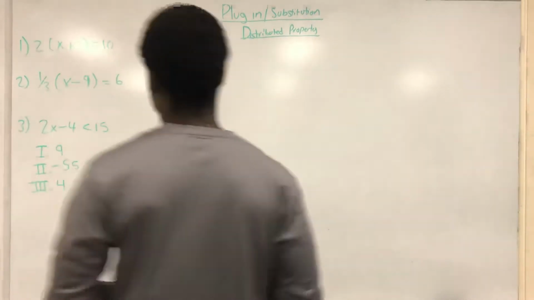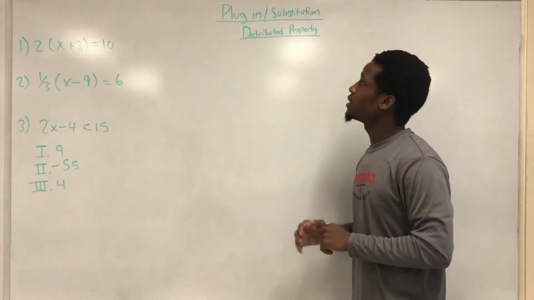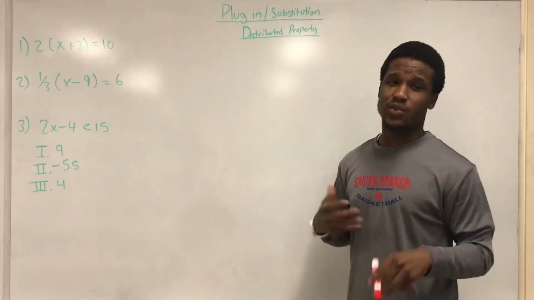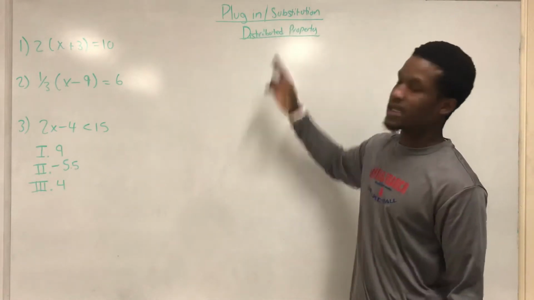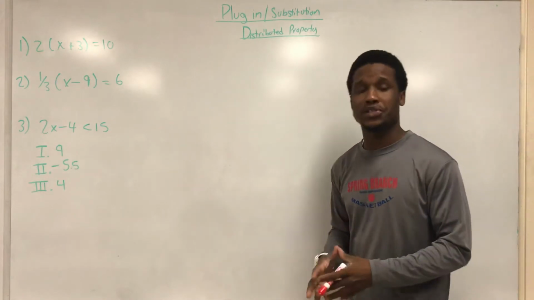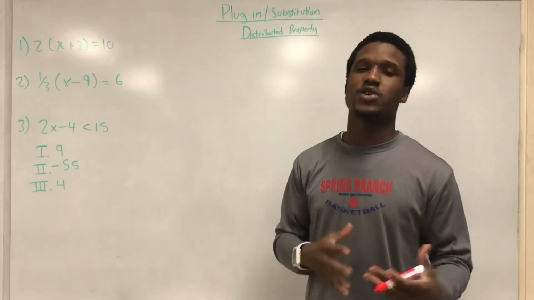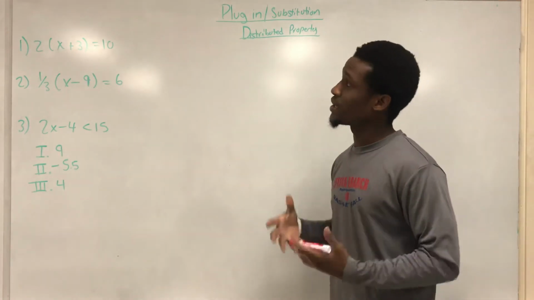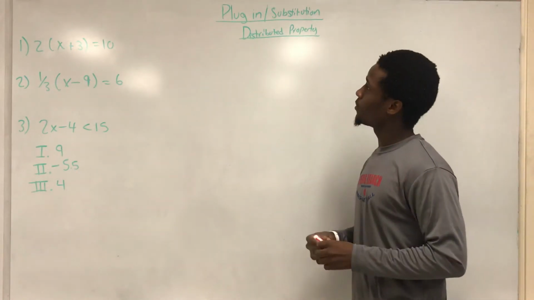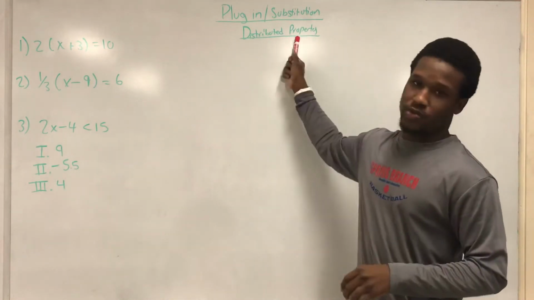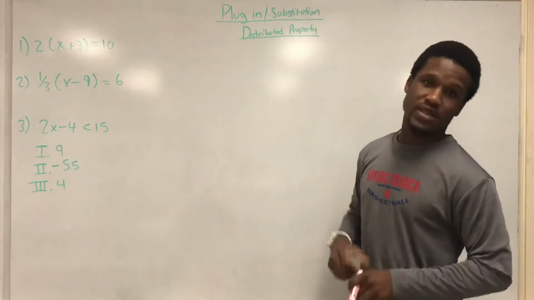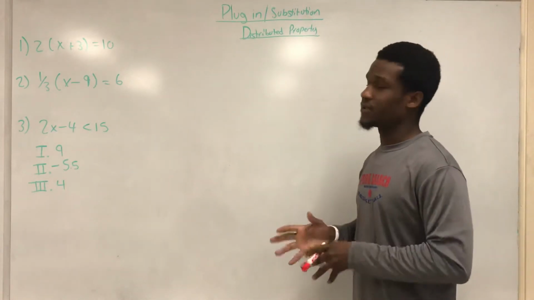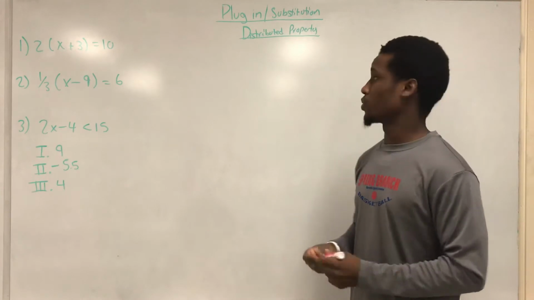Okay, so this is going to be the very last video of this unit, and it's basically about things that we should already know. So plugging in / substitution, we use that in order to check to make sure that our equation or inequality is correct, and make sure we have the right value for our variable. And then lastly, the distributive property. We learned the distributive property in 6th grade, but it seems like some people did forget, so I'm just going to go over that again really quick, okay?